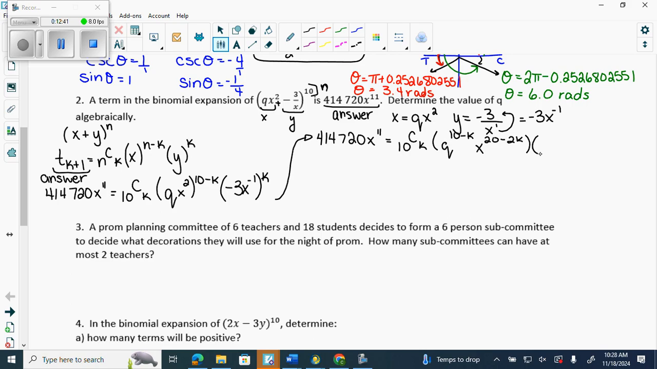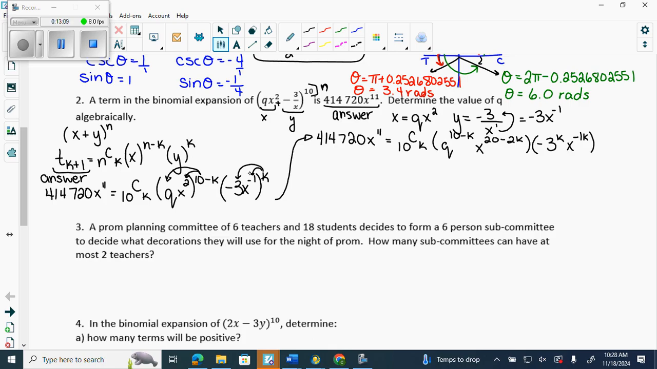And then I get negative 3 to the k, x to the negative 1k. Do we agree? I just distributed. I put this to the q, and this to the x, this to the 3, and this to the x. Nothing crazy.